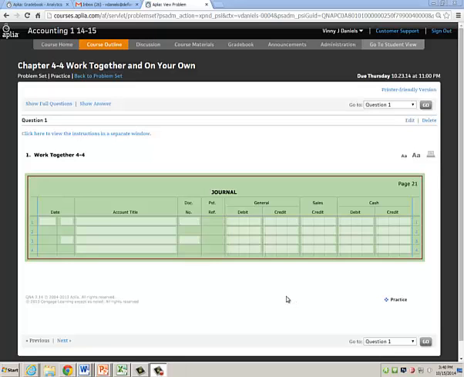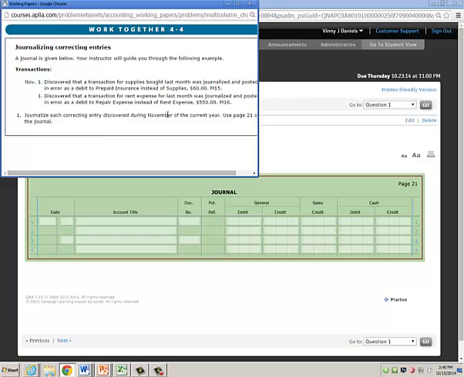Alright, today we're going to do section 4-4, and 4-4 is kind of a confusing section. It's extremely short, but the way it's worded makes it very difficult to do. I'm going to click on the instructions, and we're going to look at two transactions, both on November 1st.